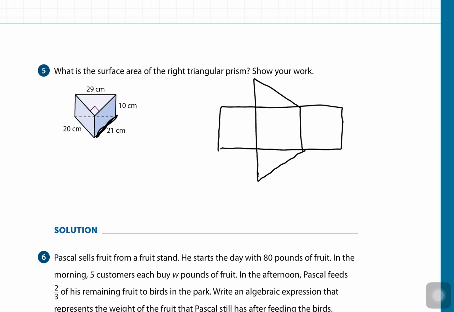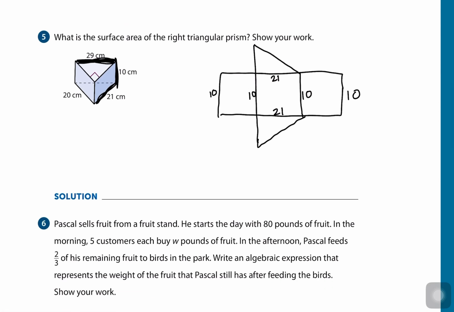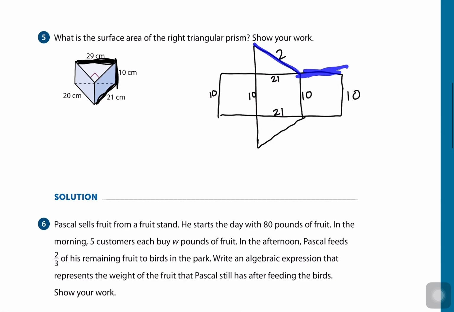This bottom part is right here. So this is 21. This is 21. Okay, this part right here is 10. These are 10. This part right here, 29, is the top of the triangle right here. So this part is 29. But because this part is 29 and these two parts connect, this is also 29. Right, 29. That means this is 29.